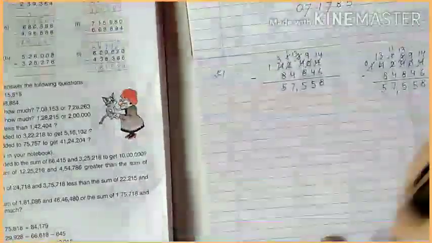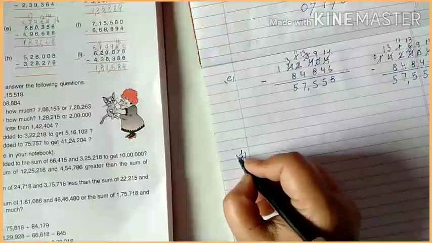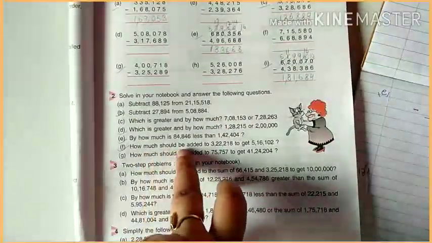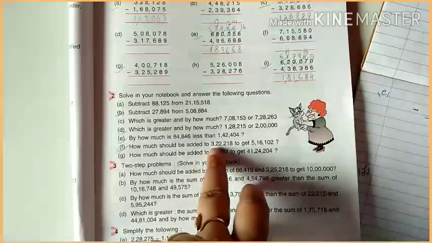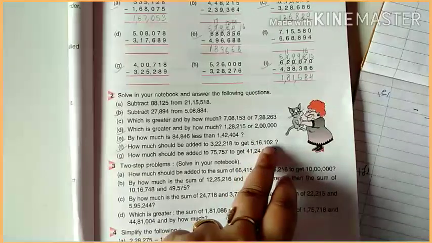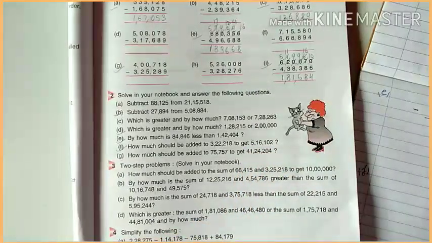Okay. Now let's do question number F. What does the question say? The question says how much should be added to 3,22,218 to get 5,16,102. If we have to get 5,16,102, how much should we be adding to 3,22,218?